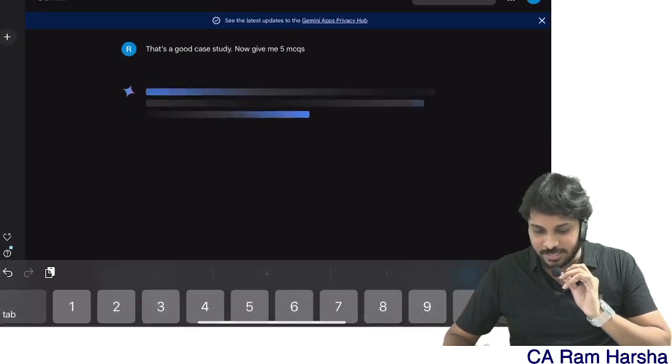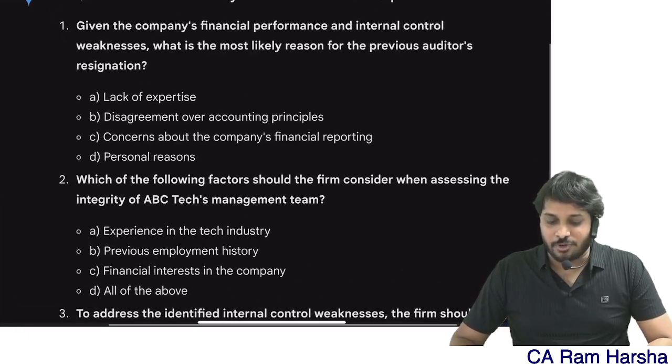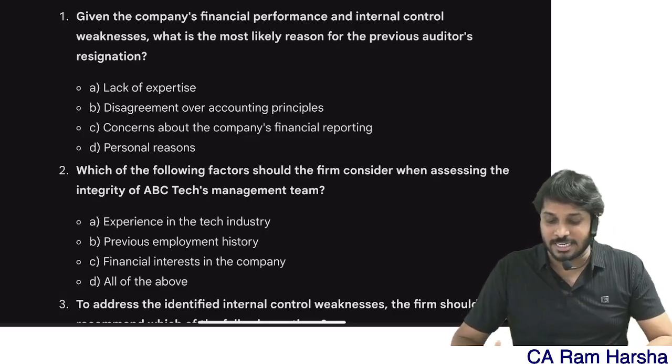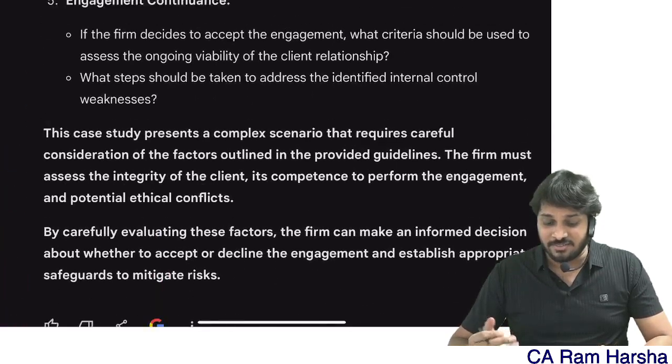Okay, first it will give MCQs. Yeah, given the company's financial performance, internal control weakness, what is the most likely reason of the previous audit resignations? Probably lack of expertise, disagreement over accounting principles, concerns about the company's financial reporting. I think we need to read the full case study now.